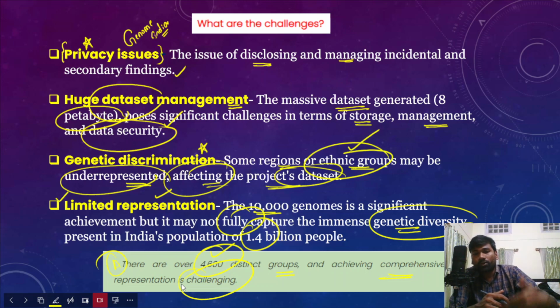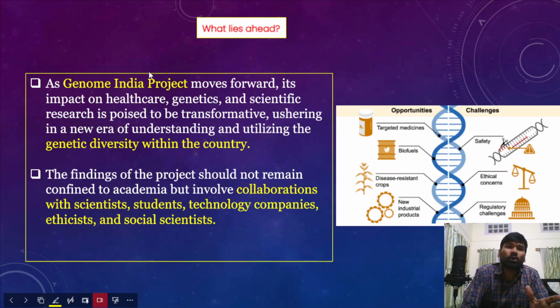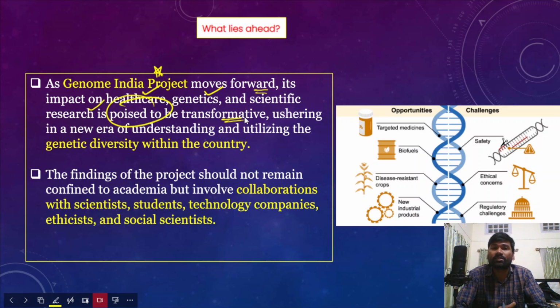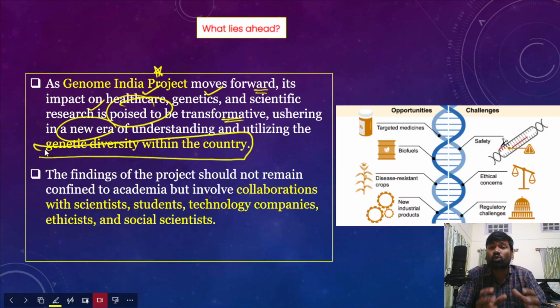So however, if we move on from the challenges, we should also discuss the way forward. Now, the Genome India project is, without a doubt, one of the significant achievements of India's science. Moving forward, its impact on healthcare, genetics and scientific research is poised to be transformative and radical across different fields. So it could usher in a new era of understanding and utilizing the genetic diversity within a country, so that it could address various challenges and problems within India.